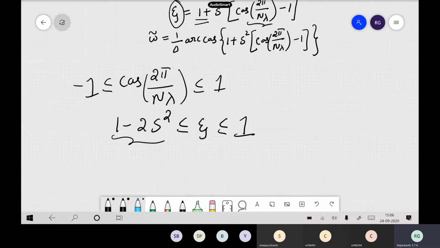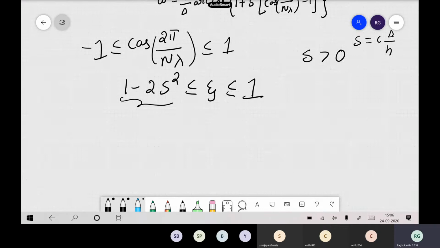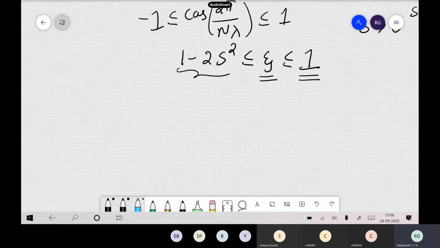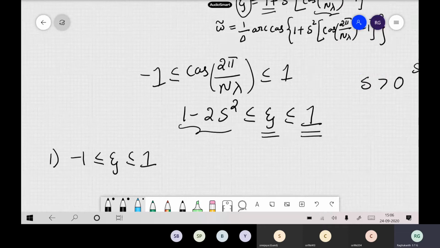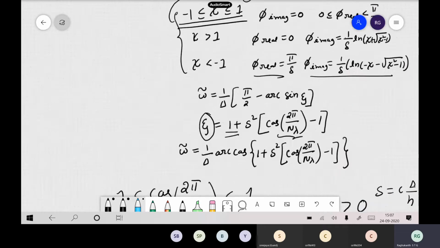Now we all know that s is greater than 0. Last class we wrote s is c into delta by h, where delta is the time increment and h is the spatial increment. Now here we will see some cases. Psi is going to lie between these two values. Let us see the first case, that is minus 1 less than or equal to psi less than or equal to 1, similar to what we have done previously.